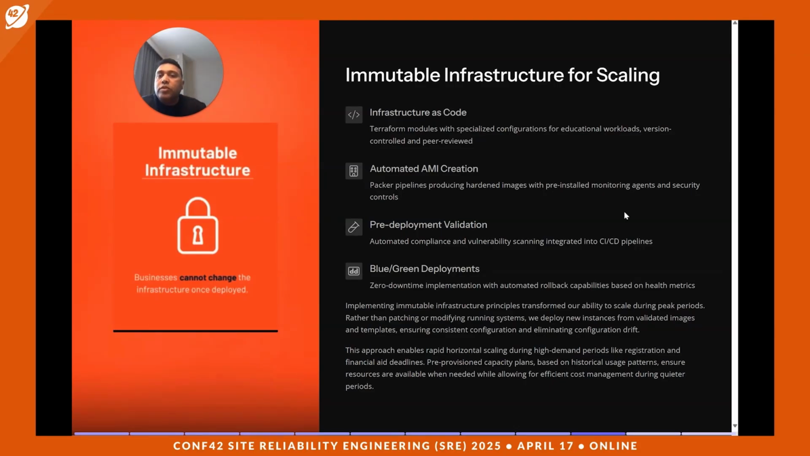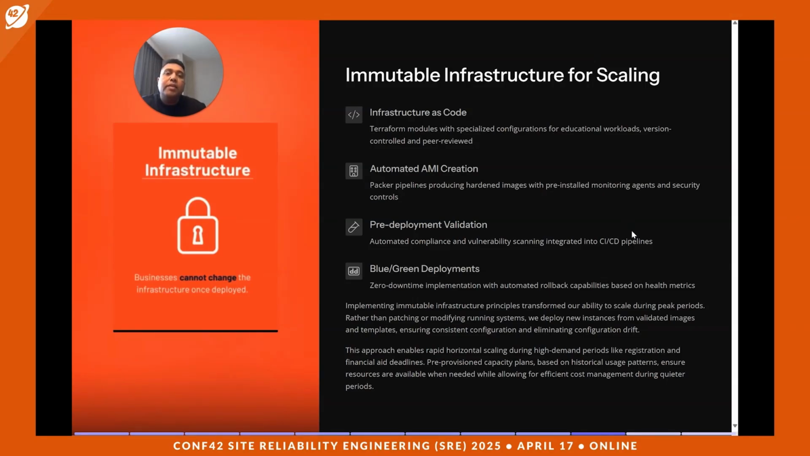Blue-green deployments: zero downtime implementation with automated rollback capabilities based on health metrics. This is very important, because during implementation, if anything goes wrong, there should be a way to look into the different metrics to see whether the implementation was successful or not. If it is successful, that gives you confirmation to roll it out to all the users to have them start using the new ERP system. If it does not go right, then it's very important that we have a rollback capability and rollback plan as well.